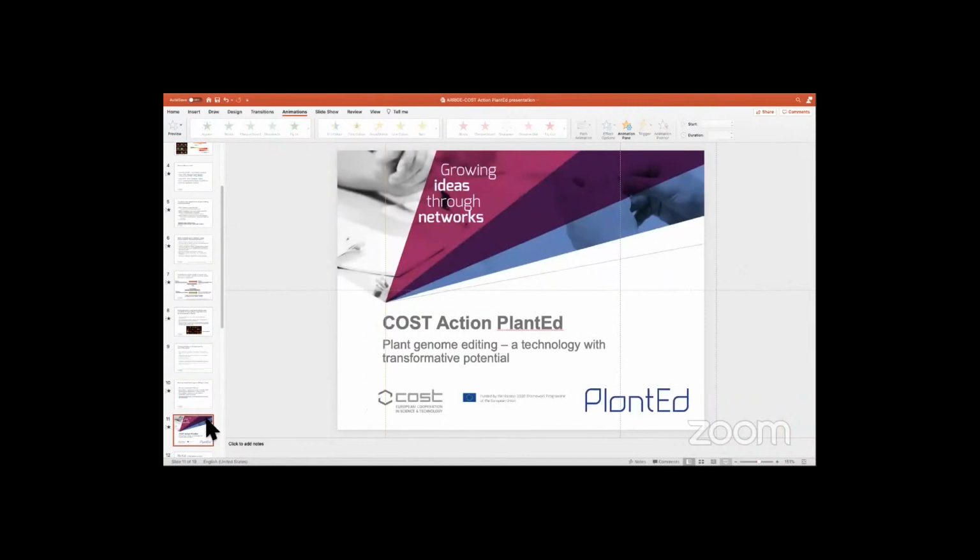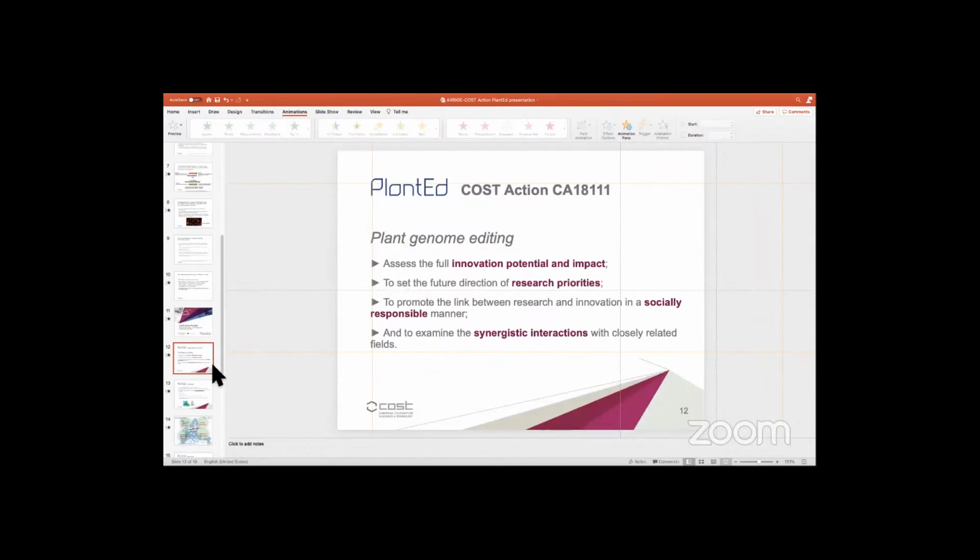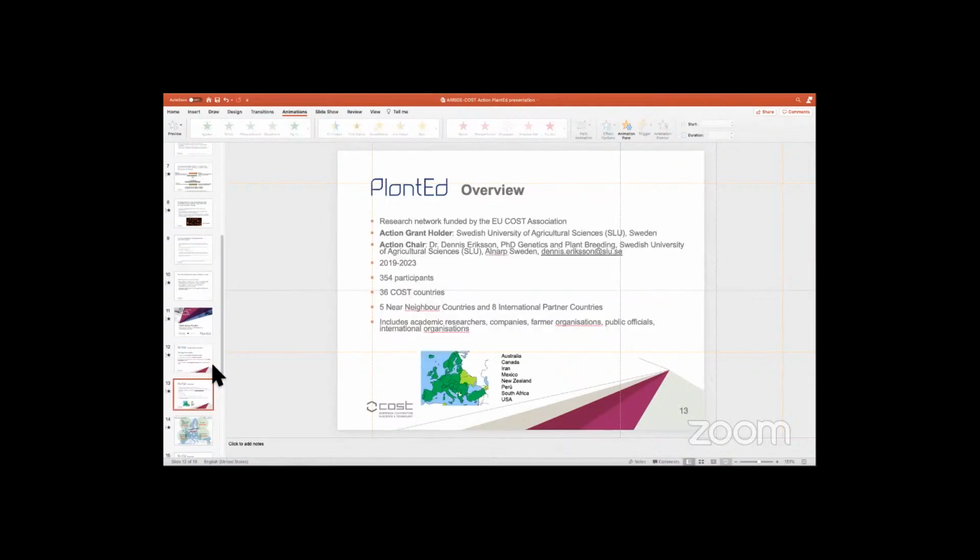So now I switch to the COST Action PlantEd. The COST Action PlantEd is being financed by the COST Foundation, and it is all about plant genome editing and assessing the full innovation potential and impact as one of the objectives, to set the direction of future research, to promote a link between research and innovation in a socially responsible manner, and to examine the synergistic interactions with closely related fields like genome sequencing.